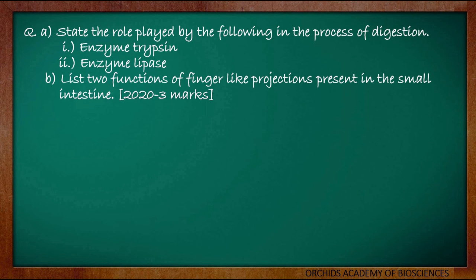Now let us discuss a question. This question was asked in 2020 for 3 marks. The question was split into 2 parts. The first part of the question asks to state the role played by the following in the process of digestion: enzyme trypsin and enzyme lipase. We know that both these enzymes, trypsin and lipase, are present in the pancreatic juices, which are secreted by the pancreas and then added to the small intestine. So we'll write the answer.